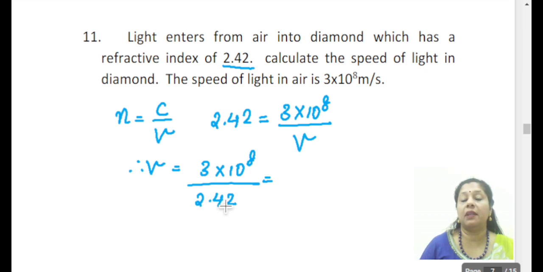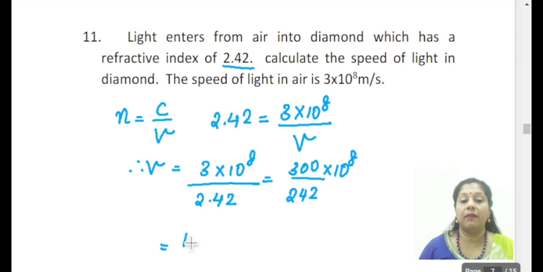So to remove the decimal place, 242 multiplied by 100. So the numerator also should be multiplied by 100. If you solve, you will get 1.24 into 10 to the power of 8 meter per second. So this is the velocity of light in diamond, that is VD.